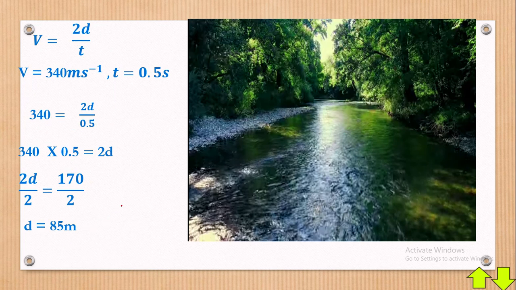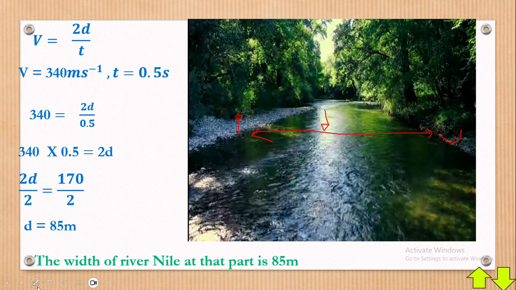So now what does it mean? It means that we need to conclude that this is the distance of the river from the point where the students were. Maybe the students were here and the boat was right here. So the distance D is now 85. We conclude and say the width of the river Nile at that point is 85 meters. As simple as that. Okay, so we are ending there for now. Thank you.